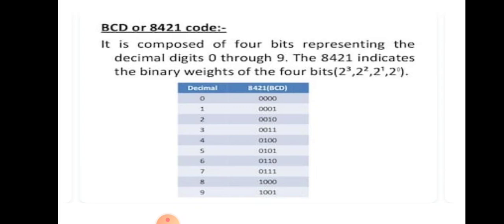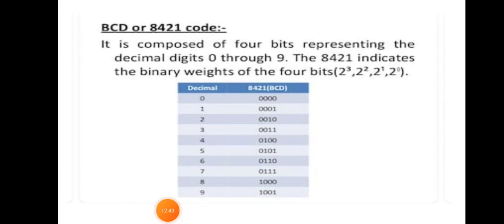Decimal 0 is converted into BCD as 0000. Decimal number 1 is denoted as 0001. Decimal number 2 is denoted as 0010. Decimal number 3 as 0011. Decimal number 4 as 0100. Decimal number 5 as 0101.